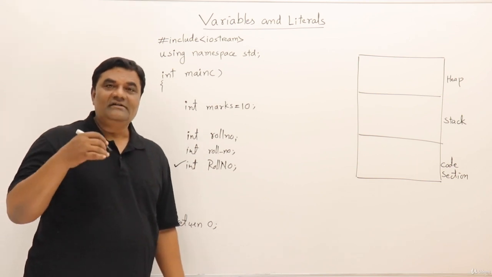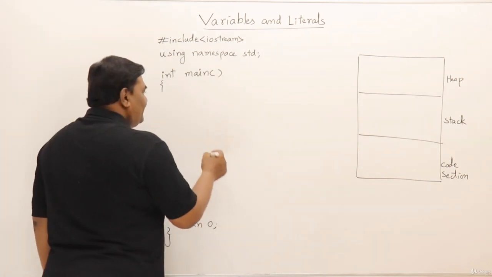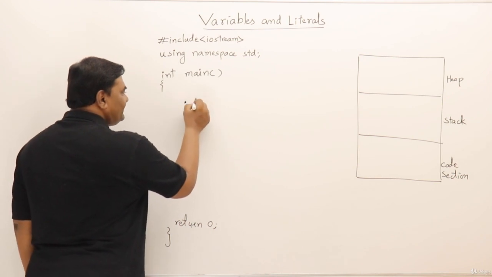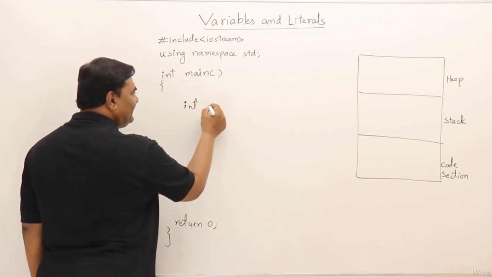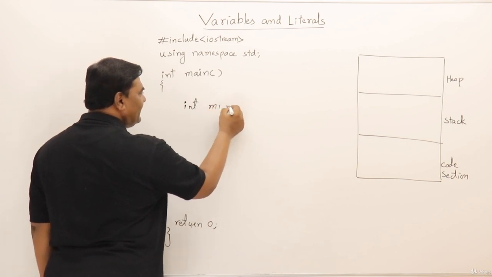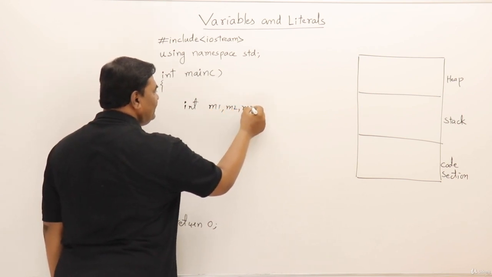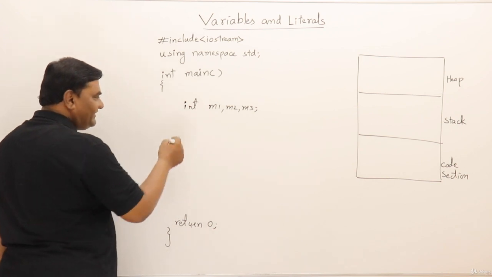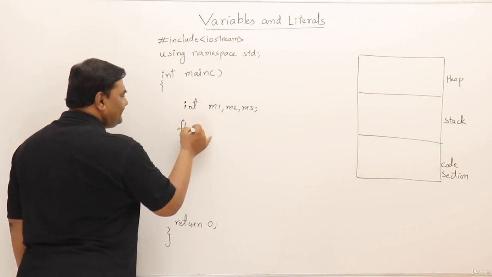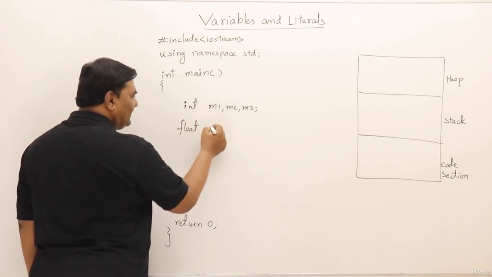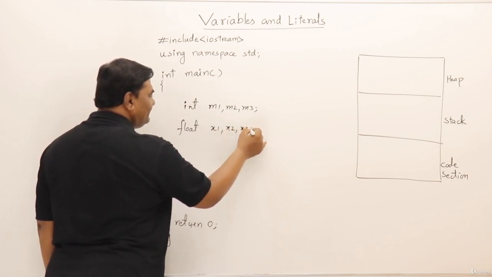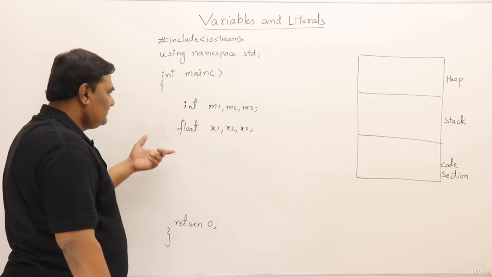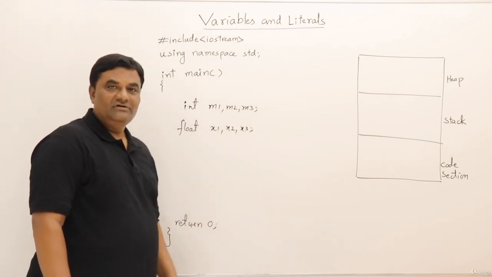Now let us look at declaration. When we declare a variable, it should have its data type, and if I am declaring multiple variables, I can declare multiple variables together, m1, m2, m3. These are three variables I can declare at once. And if the data type is float, I should write float, and I can declare multiple variables for any data type. So multiple declarations are also allowed.